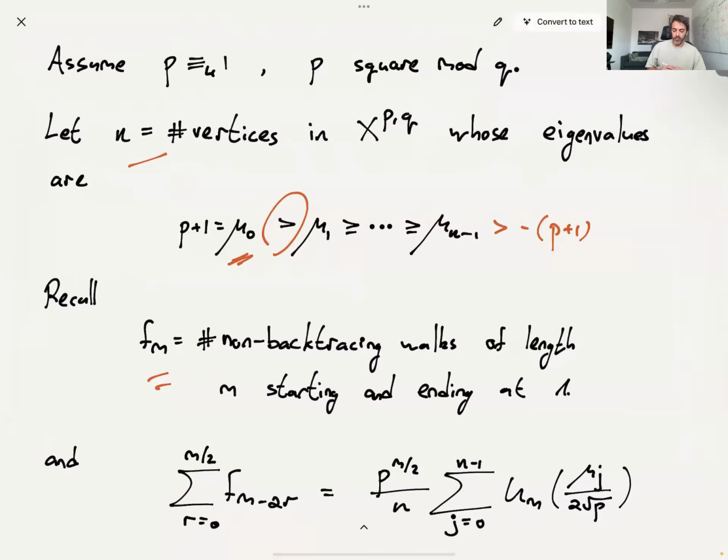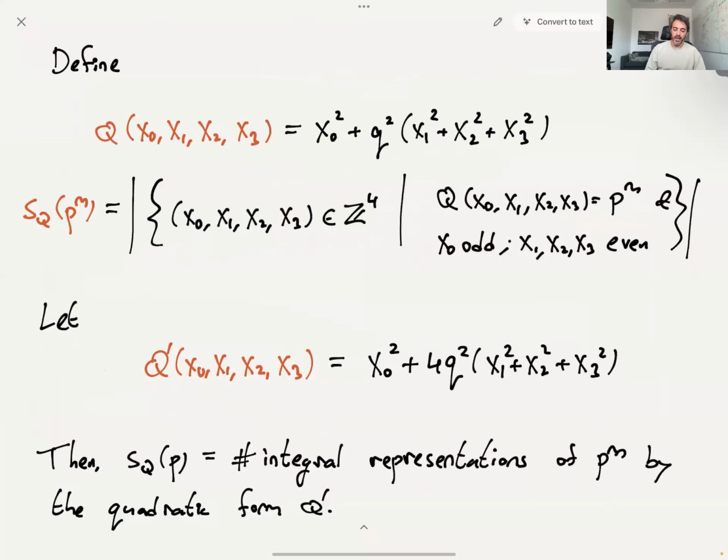And now what we are going to do, the first part of this lecture, is we are going to consider this combinatorial side and make it algebraic. Not analytic, not spectral, but algebraic in terms of quaternions. So we're going to interpret the left-hand side as something else. And to do so, let's consider the following function, q of x0 up to x3. So it's just x0 squared plus q squared times the sum of the squares of the remaining x's.